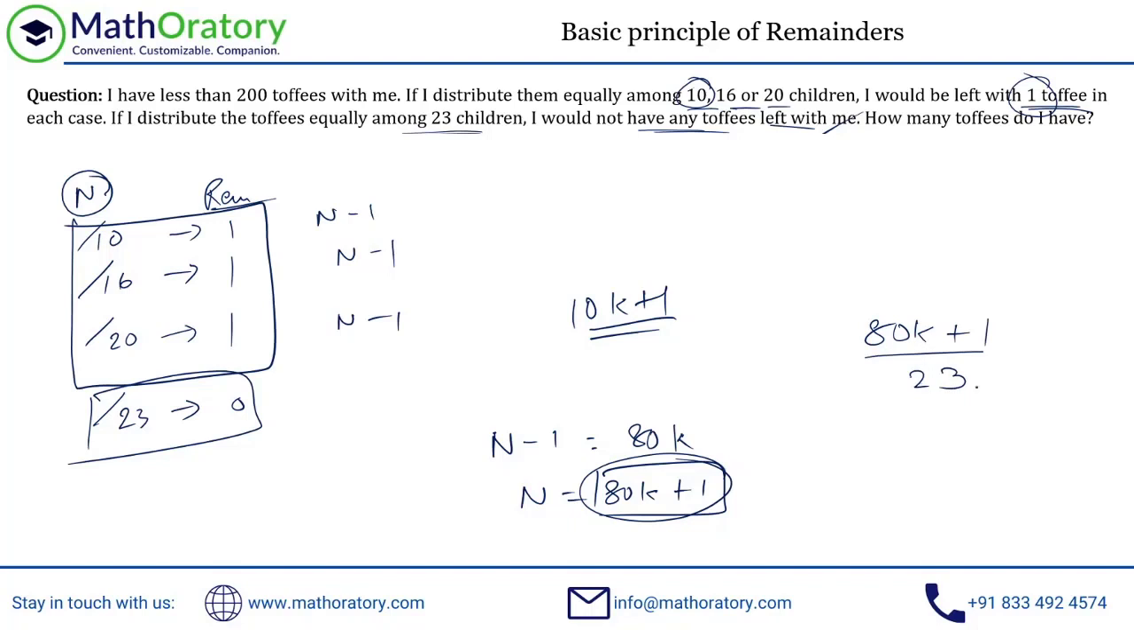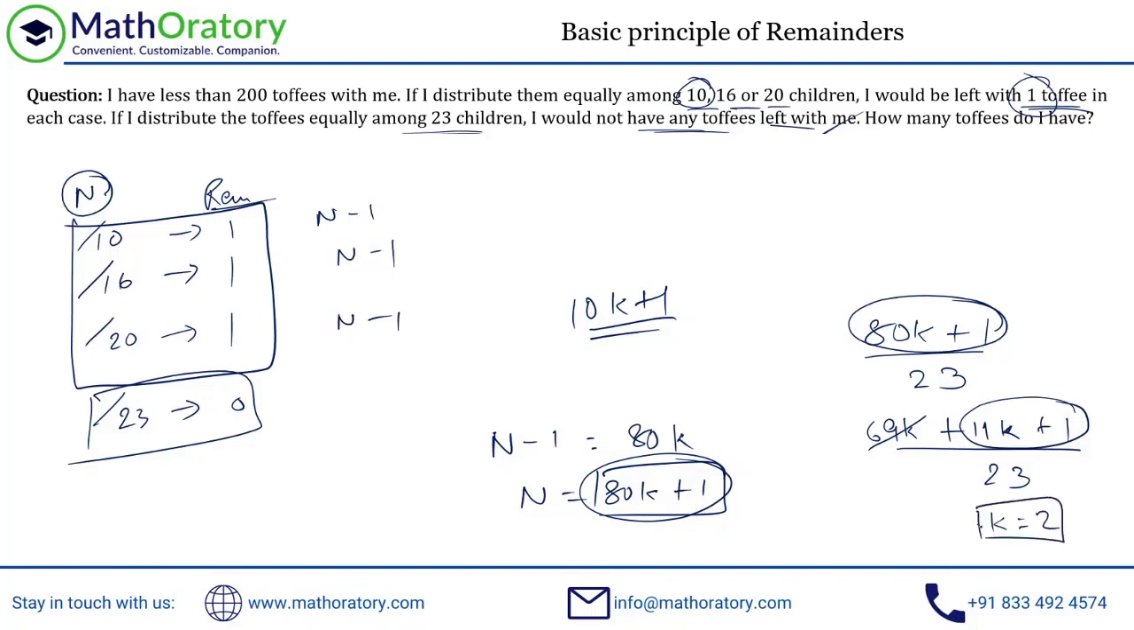Notice that out of the 80k, the 69k will be anyhow a multiple of 23, irrespective of k. So you have something like 11k plus 1 remaining. In order for this 80k plus 1 to be divisible by 23, this part should be divisible by 23, right? So just notice that if you put k equal to 2, this becomes 23. So k equal to 2 satisfies. So you can just substitute it here and you get the answer. So that is 161. So option D is the answer.